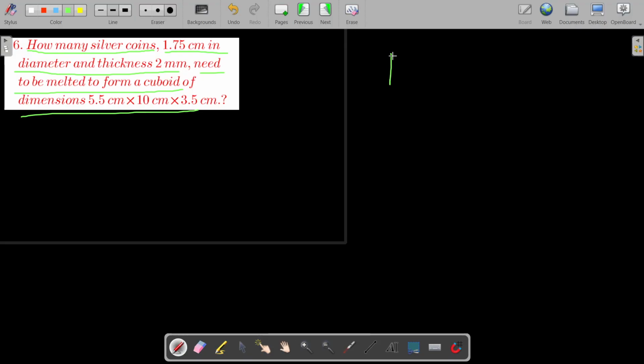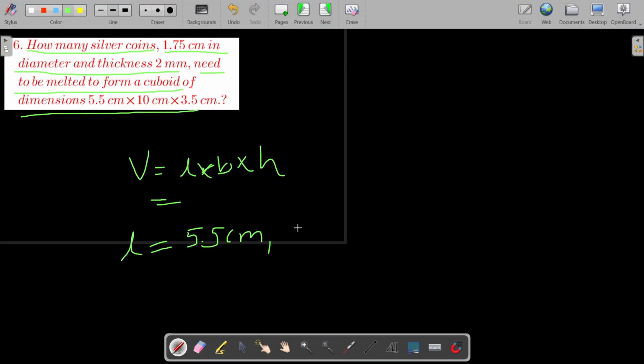So we have a cuboid. Okay, something like that. We have a cuboid. The volume of cuboid is length into breadth into height. So the volume is given, the dimensions are given. So by comparing with that, we can get length as 5.5 centimeters and breadth as 10 centimeters and height as 3.5 centimeters.